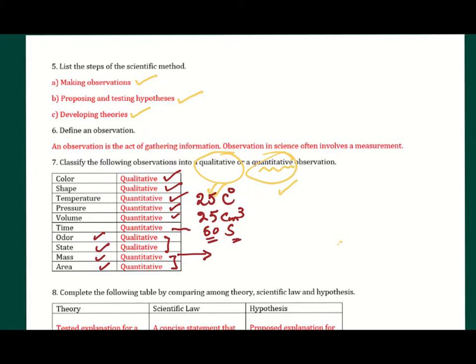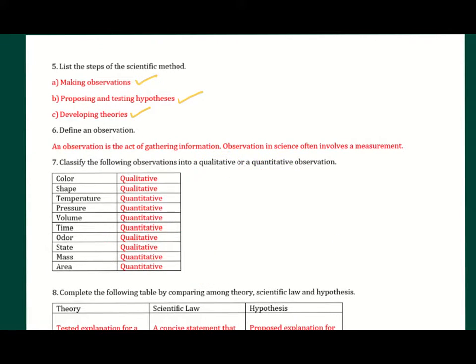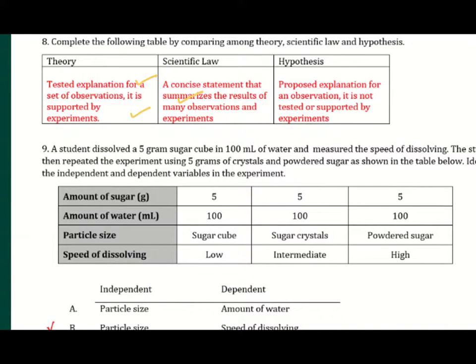Mass, if I say the book weighs 20 grams, so this is a quantitative measure. The area of the football court is 20 meters squared, so it has a unit and a value and should be considered quantitative. We have a question here.